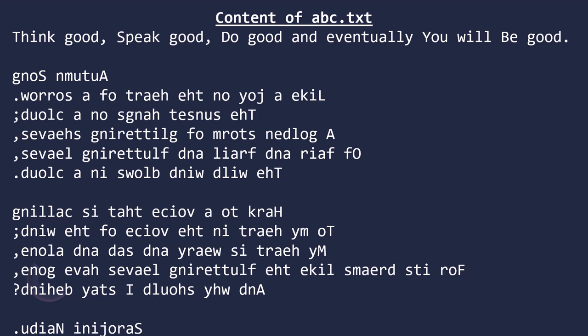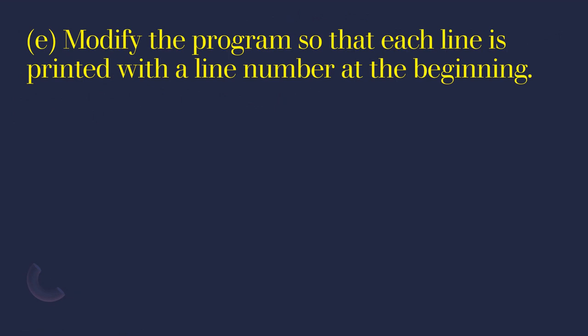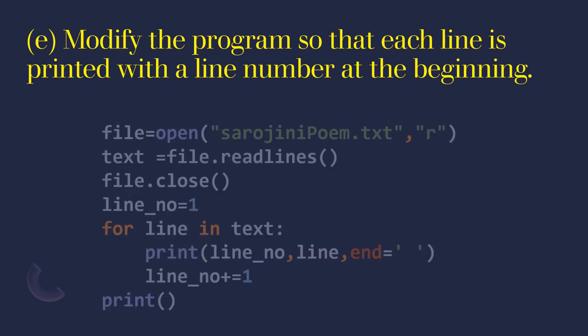with this file. Now modify the program so that each line is printed with a line number at the beginning. Now you just have to open the file in read mode and read the file and store the content in a variable text. Now close it. Now let's define a variable, let's say line number, which is initialized with 1. Now for line in text, print line number, comma, the line.